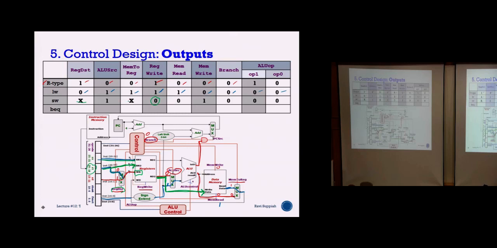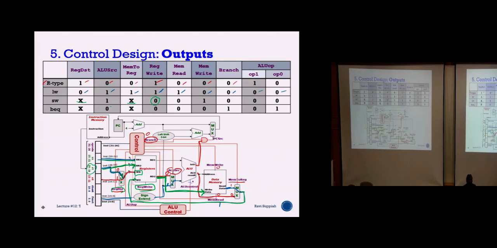Similarly, mem to register, we also say don't care. Why? Because even though some data will come out of here and come here, again, register write is still 0. So even though there are some bits at the write data and the write register, my register write control signal is 0, which means nothing will be written anyway. So that is why we say don't care. ALU source and all, you can look at that.